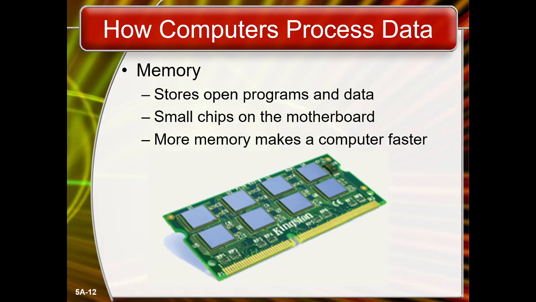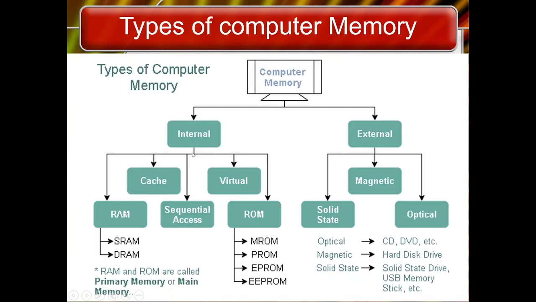So what is memory? It stores open programs and data. Simple chips on the motherboard, you can see in this snap. More memory makes a computer faster. What are the different types of memory? There is internal memory and there is external memory.